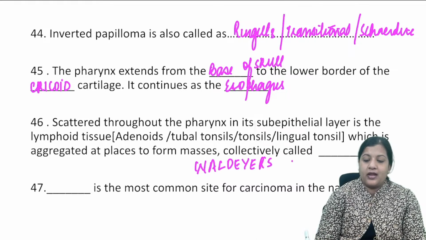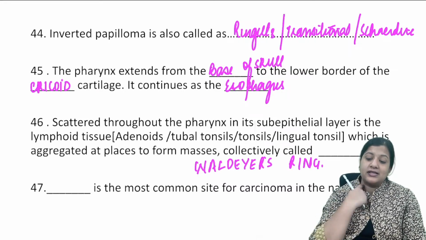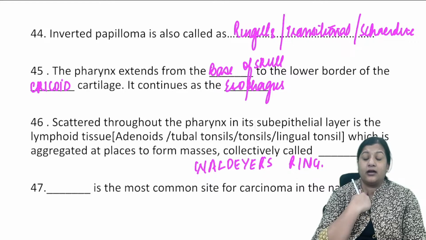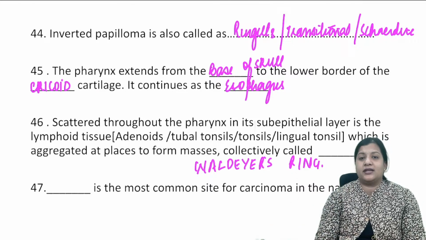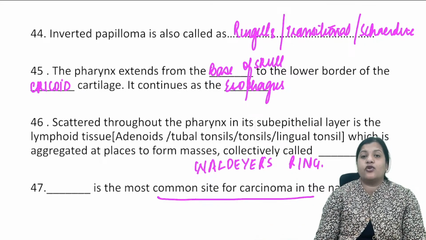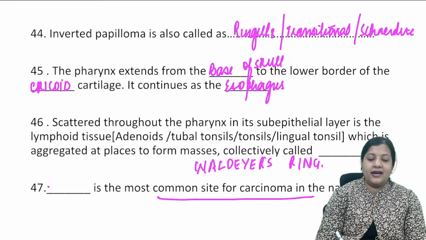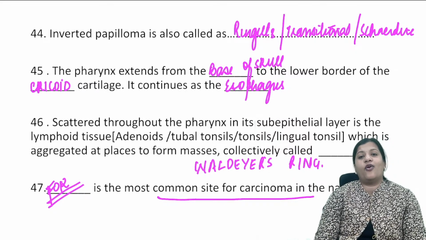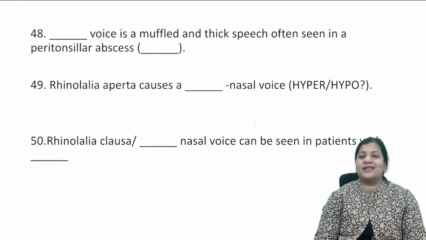Very good. What is the most common site of carcinoma in the nasopharynx? Where does the carcinoma originate from? We know nasopharyngeal carcinoma is the most common cancer, originating from the fossa of Rosenmuller. That is the most common site.